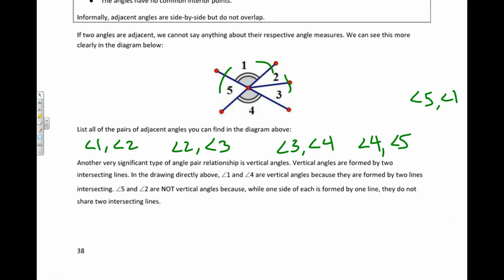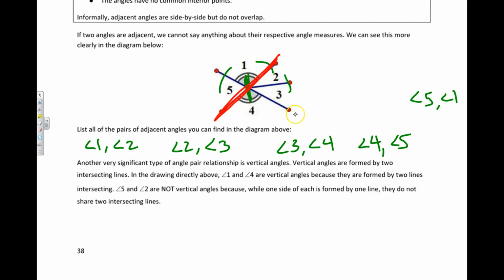Adjacent angles are great. Another type of significant angle pair relationship are vertical angles. You've used the word vertical before to mean things that are up and down from each other. So we talk about the y-axis being a vertical axis, or talk about vertical shifts in graphs. Well, vertical angles are angles that, colloquially, we would say, are across from each other. Looking at this graph up here, angle 1 and angle 4 are vertical angles. These guys are vertical angles because they're formed by the same two lines intersecting.